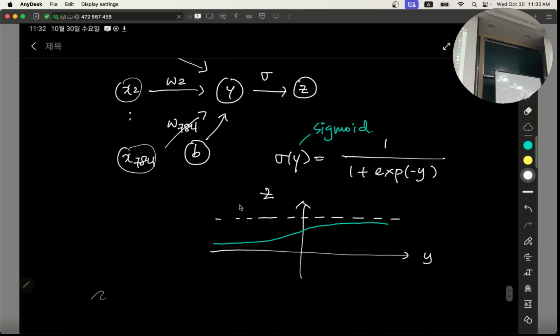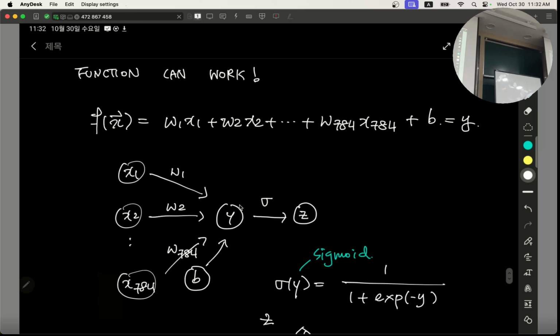So what is the model here? The entire model is this, not just f. It's f composed with this activation function, the sigmoid function.